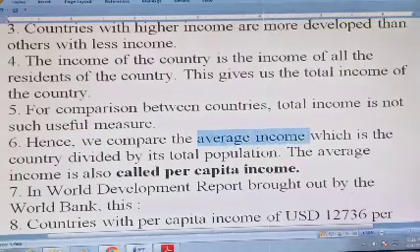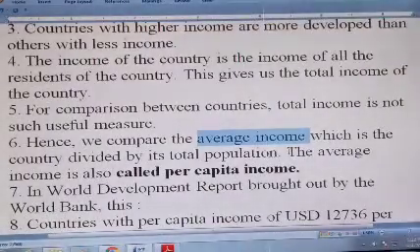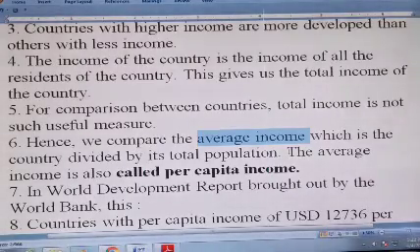What is average income? Average income means the total income of the country divided by the total number of population. That is known as average income, or we can also call it per capita income. What is per capita income? Per capita income means the total national income divided by the total population of the country.